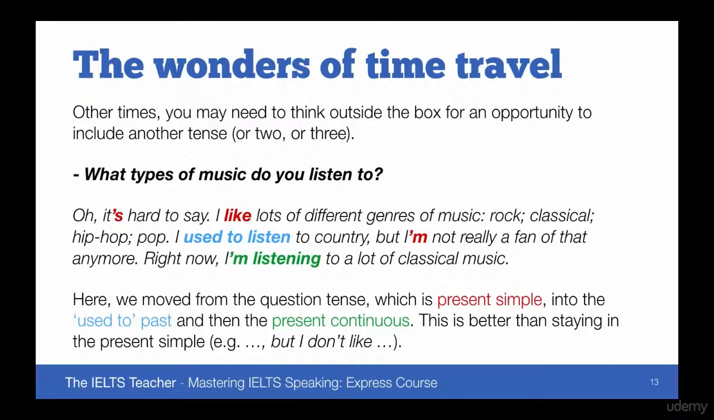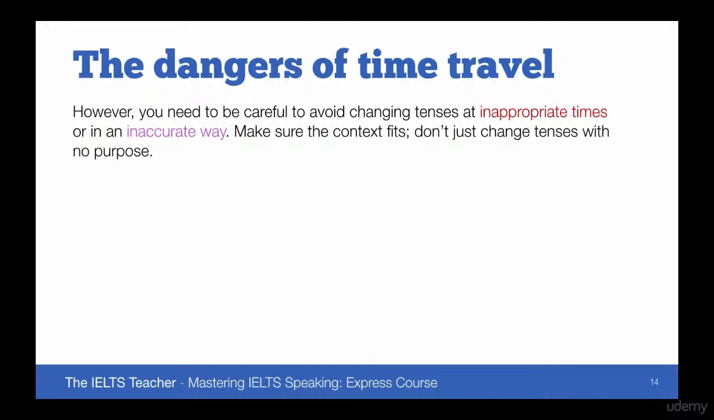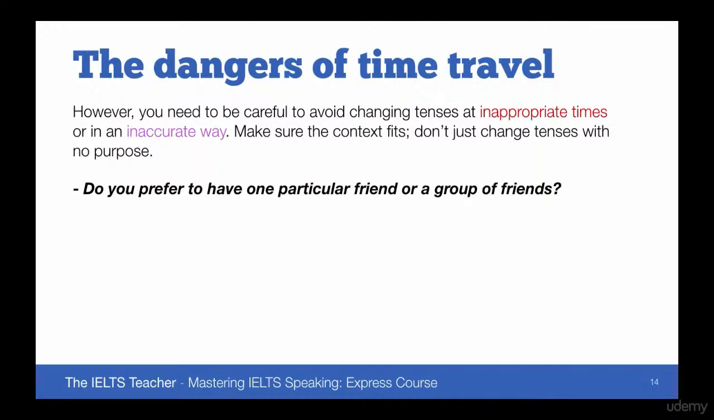Let's look at some possible dangers or risks that could arise when we use this strategy. You need to be careful to avoid changing tenses at inappropriate times or in an inaccurate way. These are the two. Have one particular friend or a group of friends. Again, you might consider how you would answer this question. Now let's look at my response.